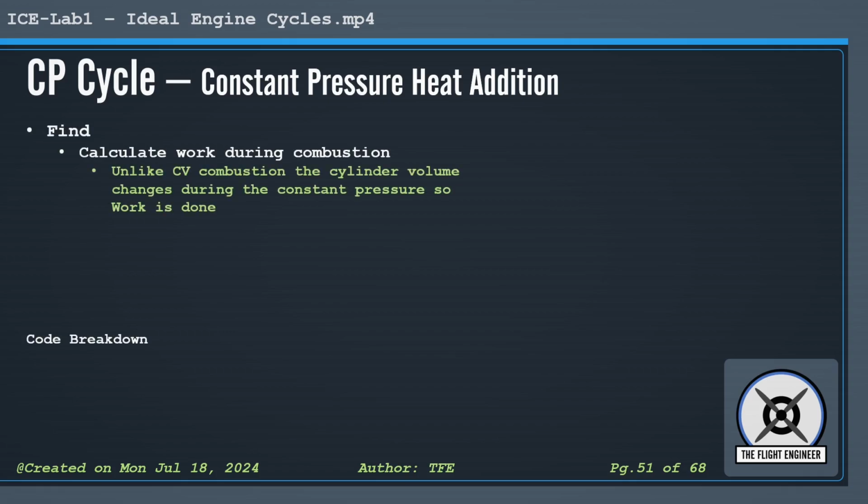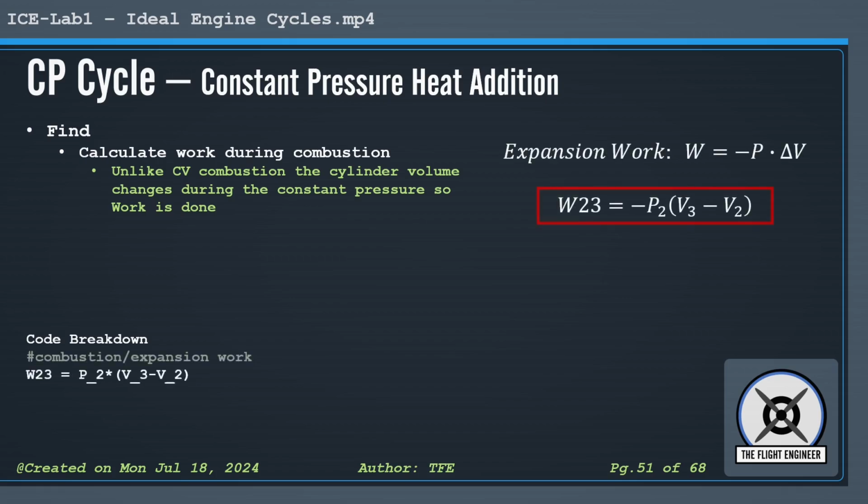Since this has happened at constant pressure, we can use a simple formula for expansion work, which is just the pressure times the change in volume. So the work during the process from 2 to 3 is just equal to the pressure at 2 times the difference in volume over that process. Next, we need expansion ratio.